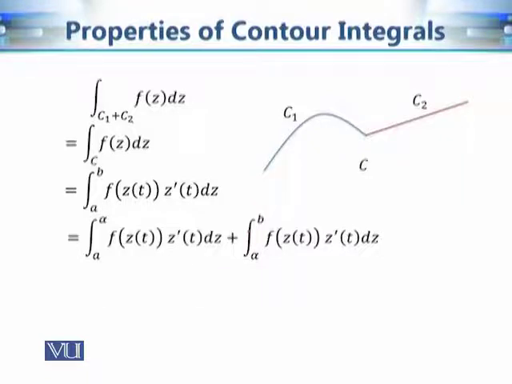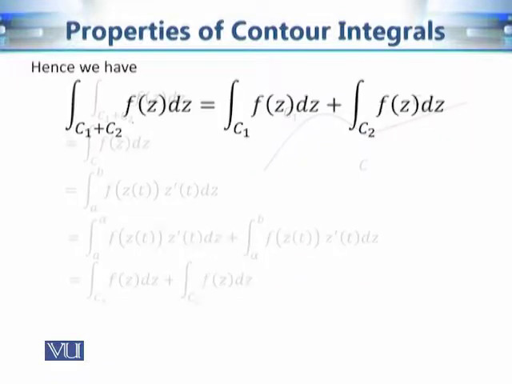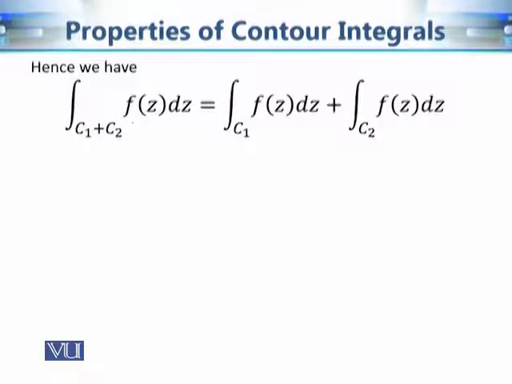Integrand is the same, and of course this is equal to the contour integral of f of z along C1, and this is the contour integral of f of z along C2. So that gives us the proof of this property, that if you want to evaluate a contour integral along C1 plus C2, then it is the same as evaluating the contour integral along C1 and then evaluating the contour integral along C2 and then adding them together. So we have used it in our past discussions, but this is the proof of this property.